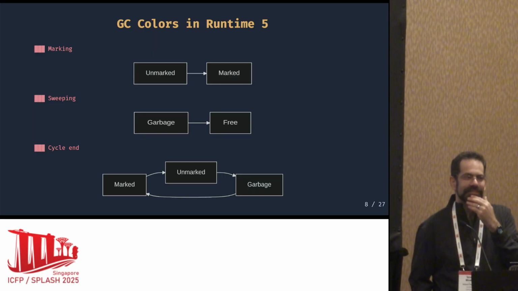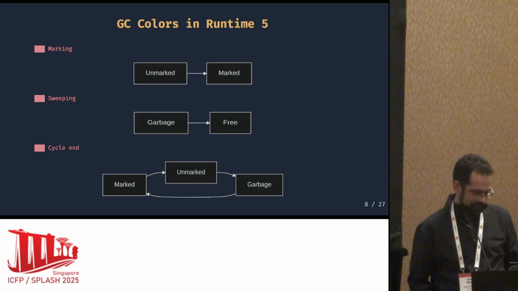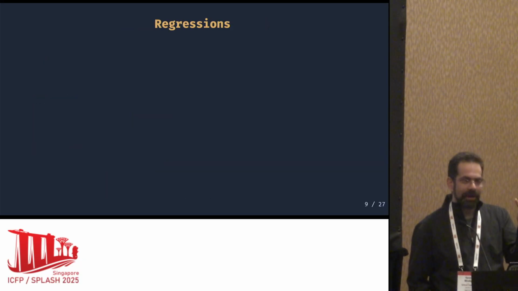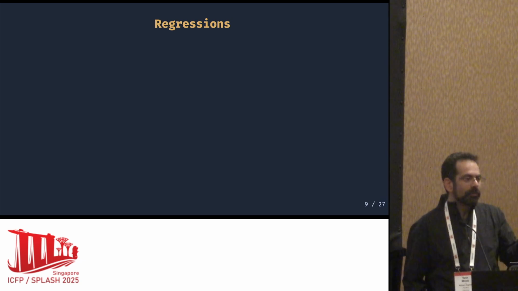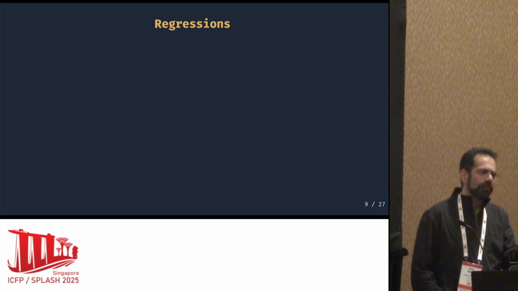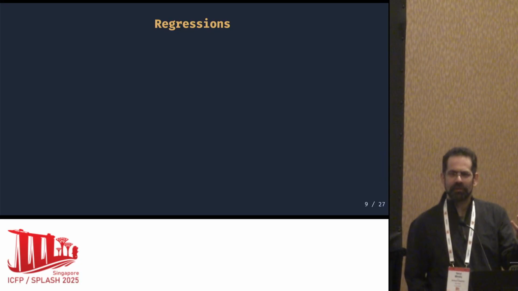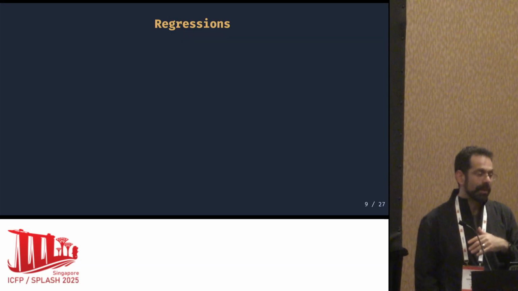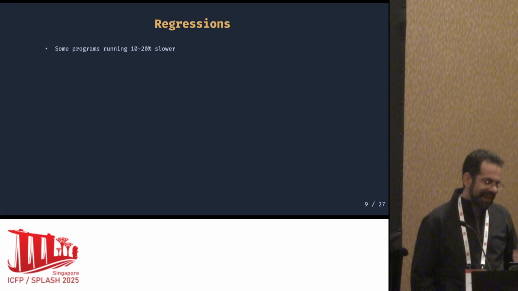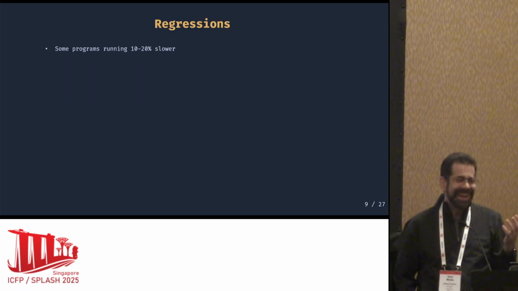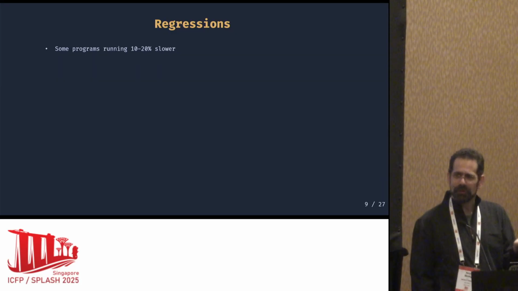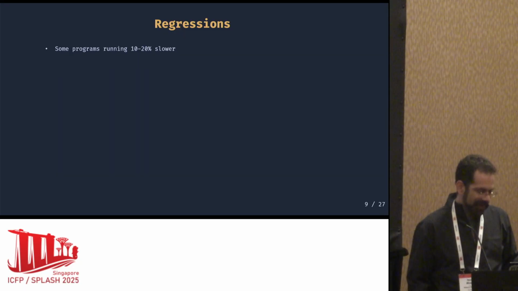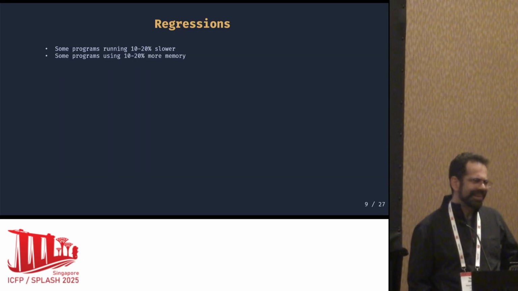All right. Okay, so now let's talk about what went wrong. Remember I said you need to think about the curve of the performance of a garbage collector. It might be better in CPU terms and worse in memory usage, or the other way around. This one was worse in both. We found some programs were 10 to 20% slower, and for those of you paying close attention, that's more than 3%. And also, excitingly, some programs were using 10 to 20% more memory.